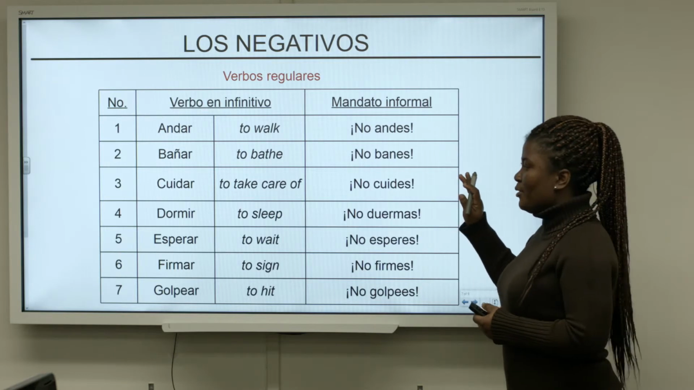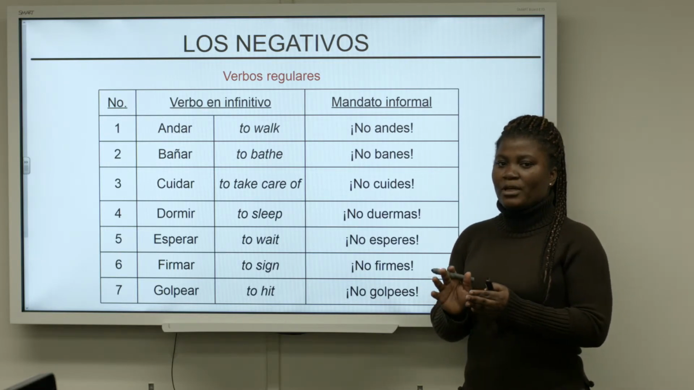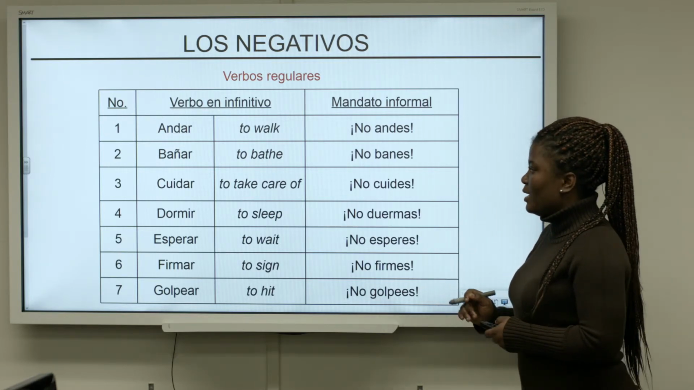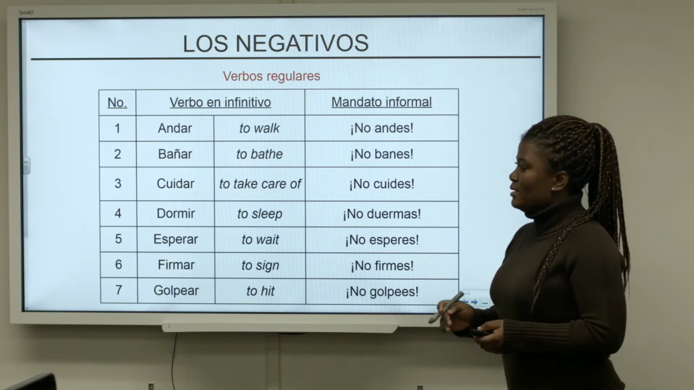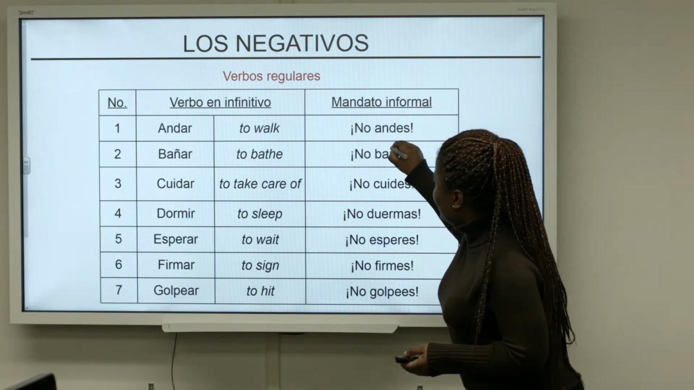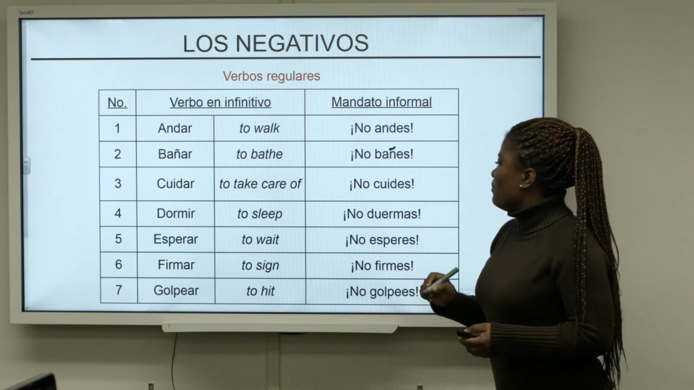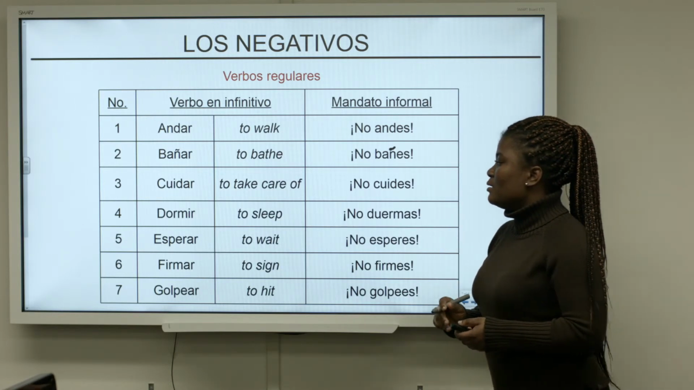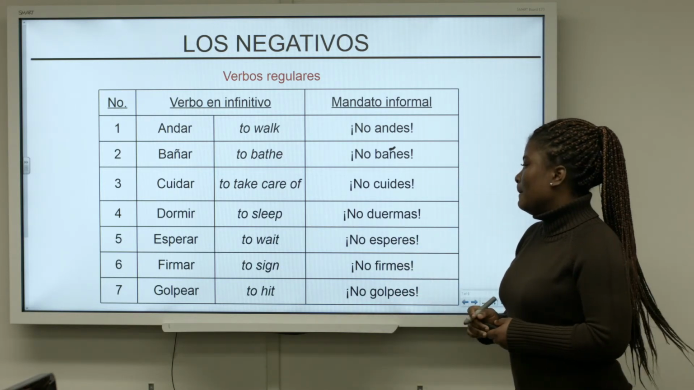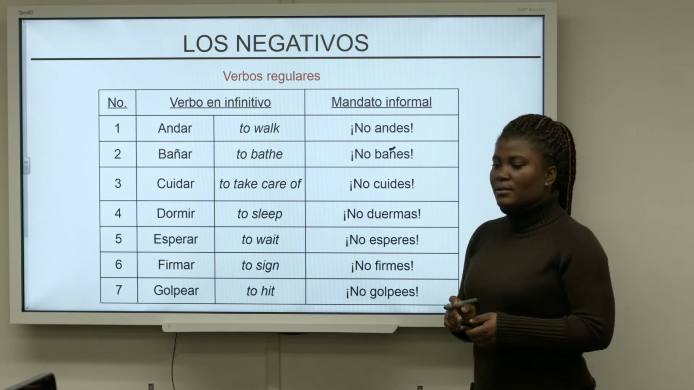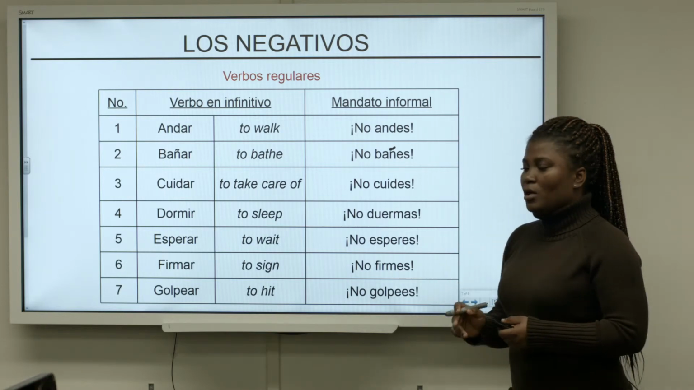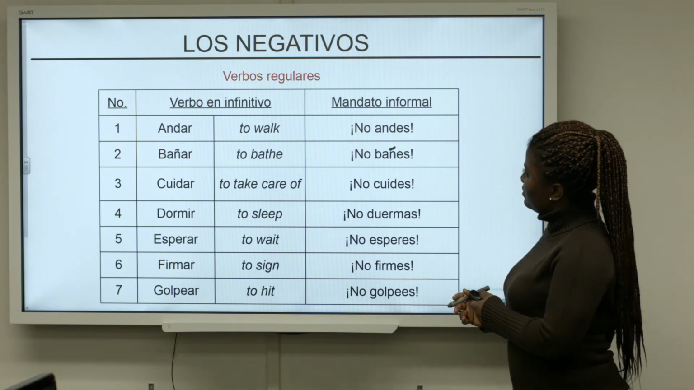For the negative forms of commands, we have the regular verbs. We already mentioned that we are going to use the subjunctive for both regular verbs and irregular verbs. So we have andar again, no andes; bañar, no bañes; cuidar, no cuides; dormir, no duermas; esperar, no esperes; firmar, no firmes; golpear, no golpees.